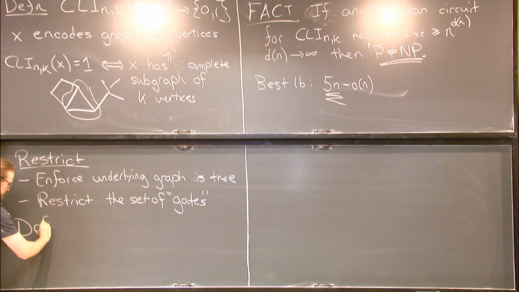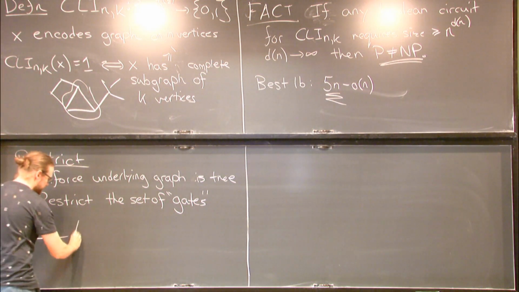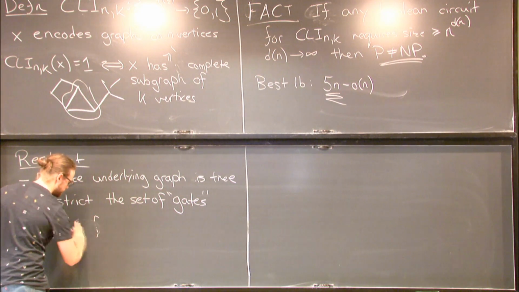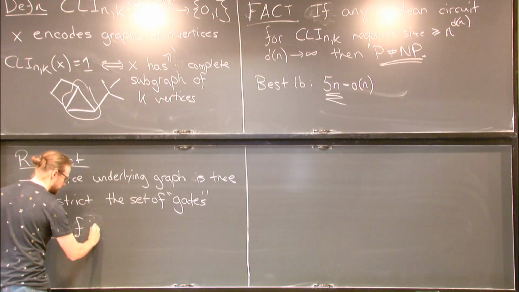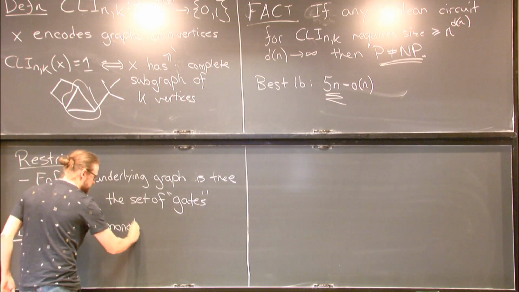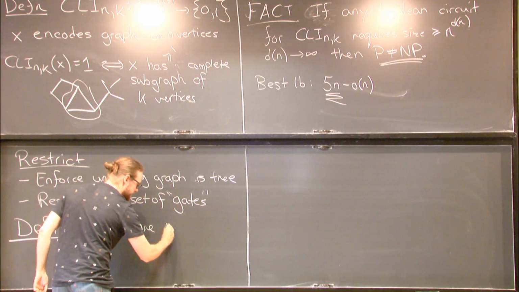So with that, let me just give you a definition. The particular restriction I'm going to look at today is the monotone restriction. And you can imagine that what that means is I'm just going to remove the NOT gates. I'm not going to let you use NOT gates. It's called monotone because AND and OR are both monotone functions. If I flip a bit from 0 to 1, the output can't flip from 1 to 0.